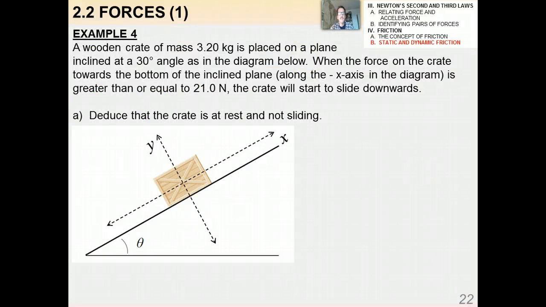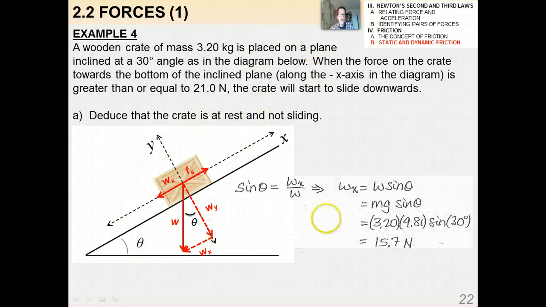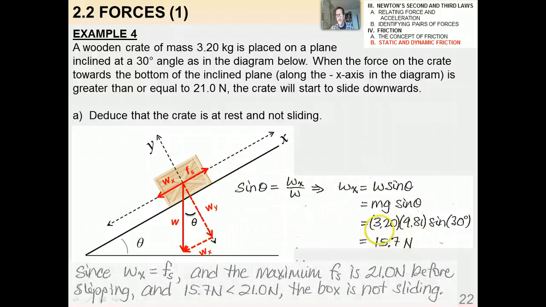All right, this example should look familiar to you. We're going to work through this again, and I'm going to add a few more things to it. Go ahead and read it to jog your memory. Okay, the crate is at rest and not sliding. Here's my diagram of my vectors. It turns out that W sub x, which is the force that pulls it down the plane, is 15.7, and since 15.7 is less than 21, the box is not sliding.